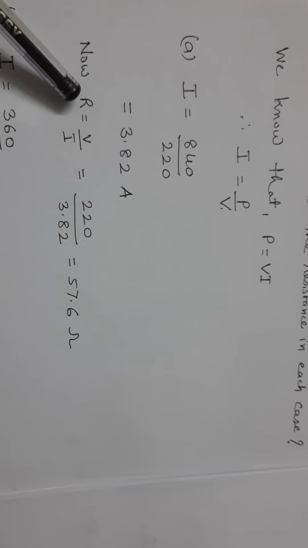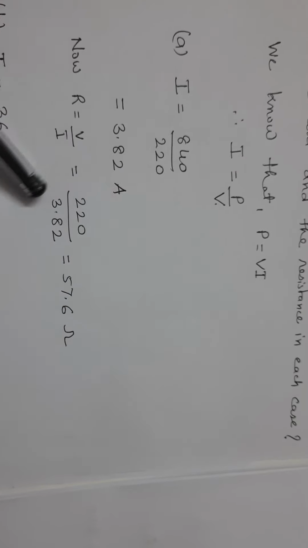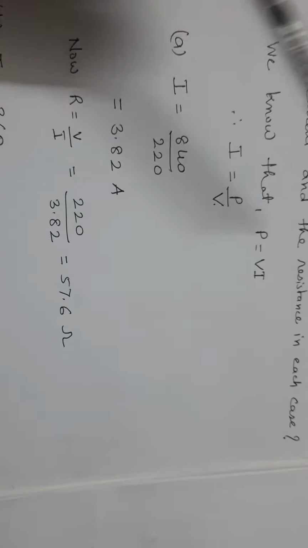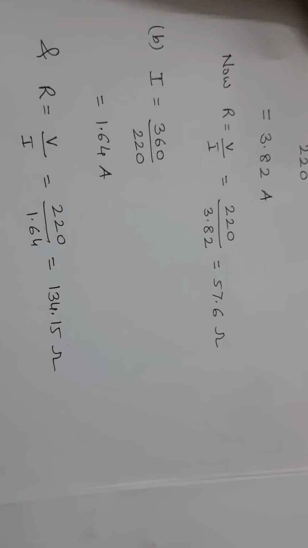And we also want to find out R. So R is equal to V upon I. That is 220 upon 3.82. It comes to 57.6 ohm. That is the resistor. In the second case, we have 360 upon 220.